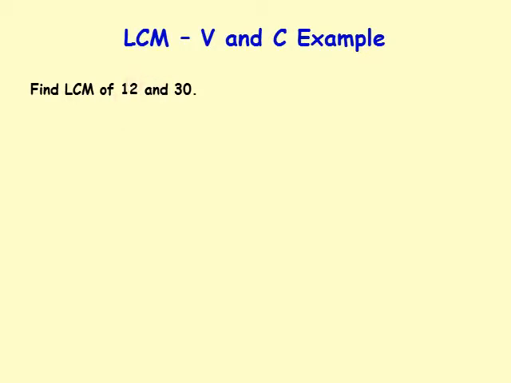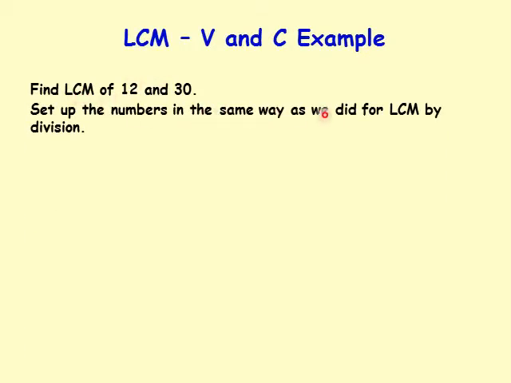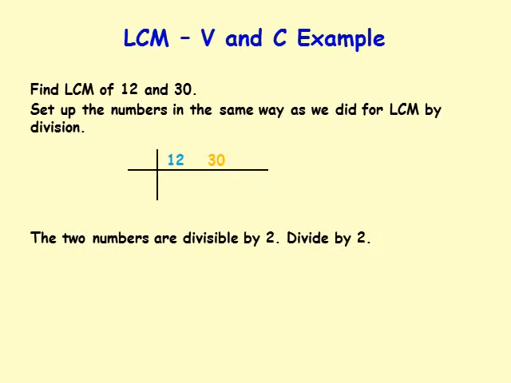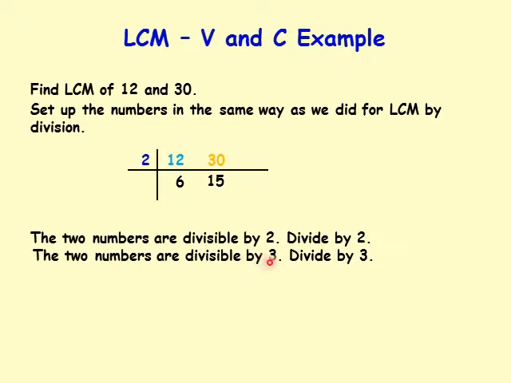Example is LCM of 12 and 30. Set up the numbers in the same way as we did for LCM by division. So we have 12, 30, and we're trying to divide. The two numbers are divisible by 2, so we divide by 2. We got 6 and 15. 12 divided by 2 is 6, 30 divided by 2 is 15. Now the two numbers have a common factor 3, so we will divide by 3 again. This one is a multiple of 3, and this one is a multiple of 3. So we divide by 3. 6 divided by 3 is 2, and 15 divided by 3 is 5.